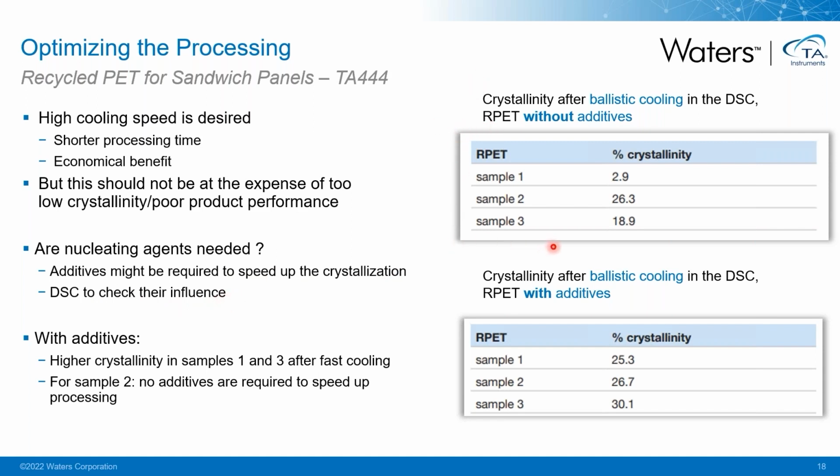So here is again the crystallinity for the PET material that was ballistically cooled in the DSC with no additives in it. If we are now adding additives to the material in order to speed up the processing, we can measure again the crystallinity after ballistic cooling. And we now see that especially for sample 1 and sample 3, this is very useful because the crystallinity has now increased a lot even after fast cooling. And we can also conclude that for sample 2, there was no need to add additives to speed up processing and still get a high crystallinity.